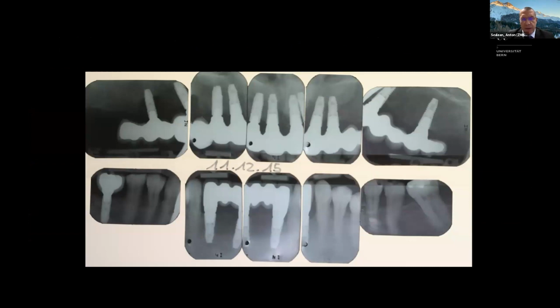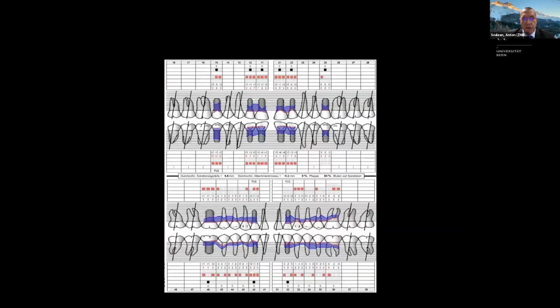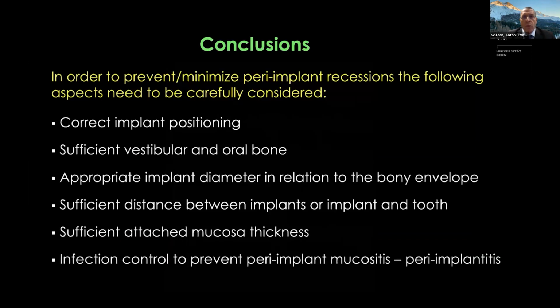And in this particular case, it is obvious we have to deal with a severe infection, and some of the implants need to be removed. So these recessions cannot be covered because look at these deep pockets here, up to 10, 11 millimeters. So this is the most important message.